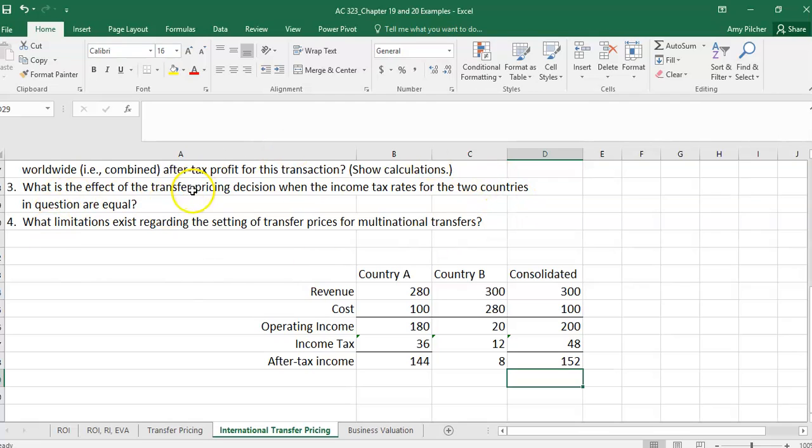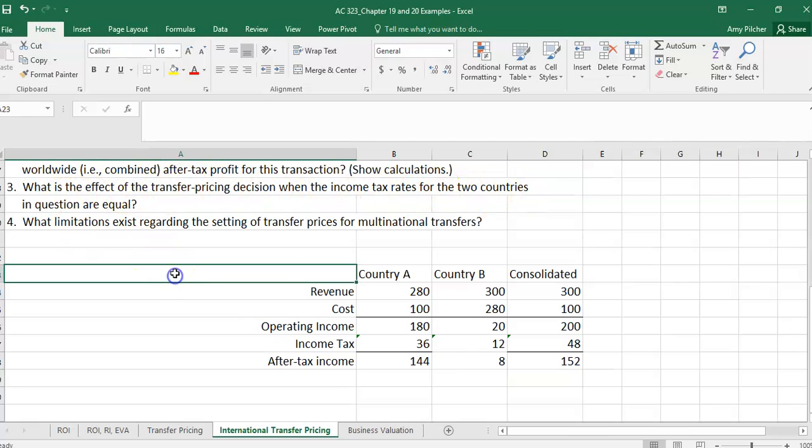So then what's the effect of the transfer pricing decision when income tax rates for the two countries in question are equal? Then it doesn't matter. We don't have tax benefits from making a transfer price decision. It would have no effect on the tax paid by the entity as a whole.